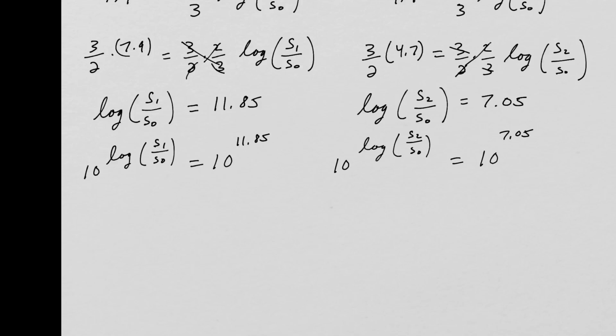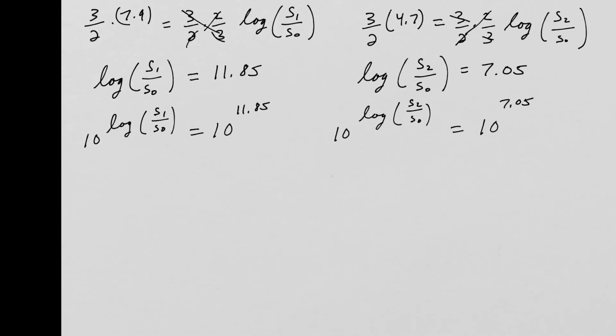Why do we do that? Because remember, those are inverse functions, right? Log base 10 and 10 to the x. So 10 raised to the log of s1 over s naught is just s1 over s naught. It gives back s1 over s naught. And that's equal to 10 to the 11.85. You could work that out, but I'll just leave it with the exponent for now. And then the right-hand side is going to be s2 over s naught is equal to 10 to the 7.05.